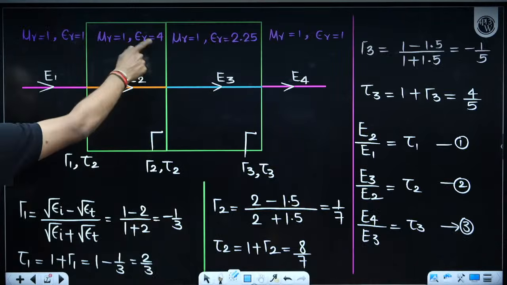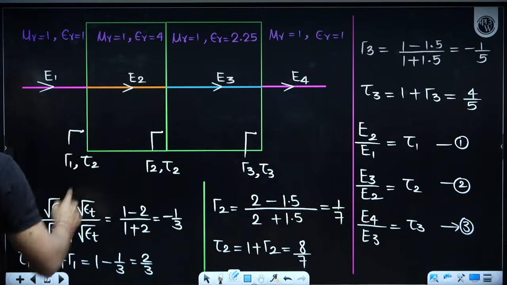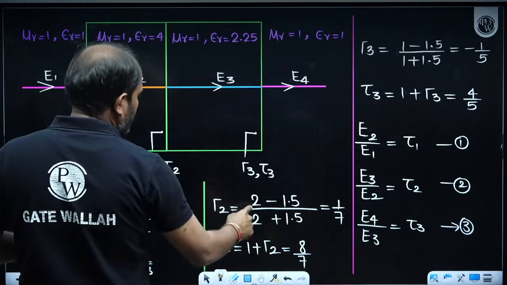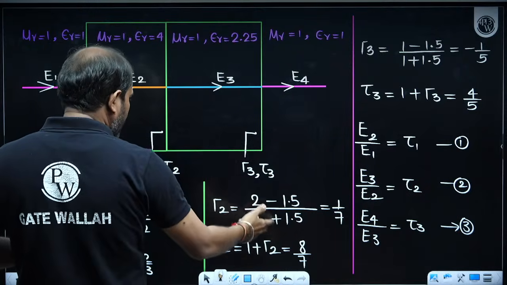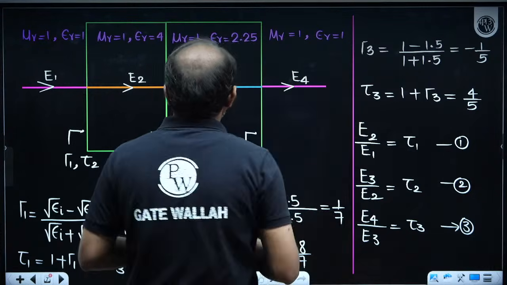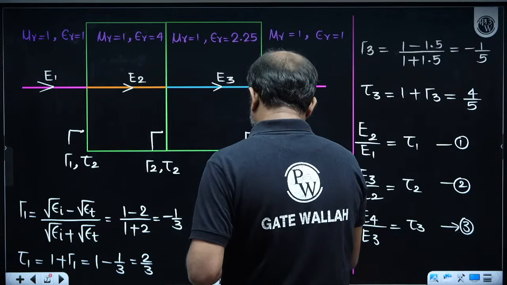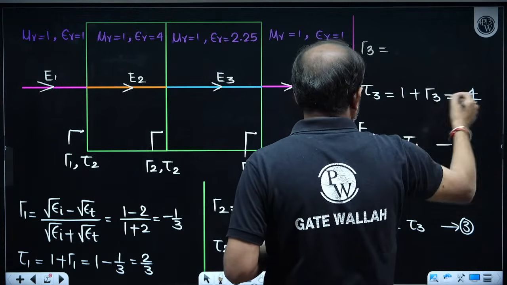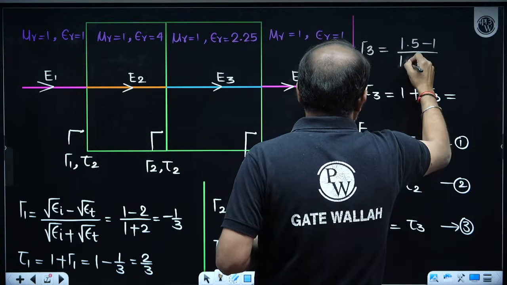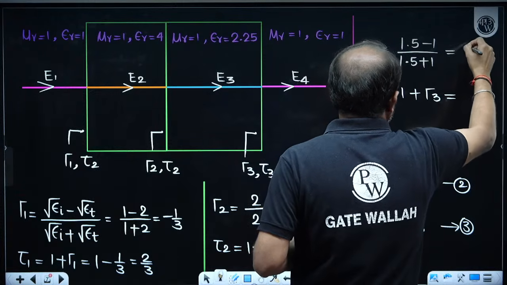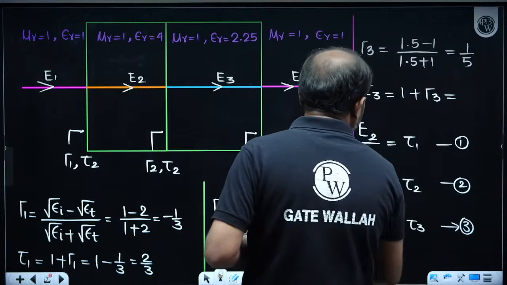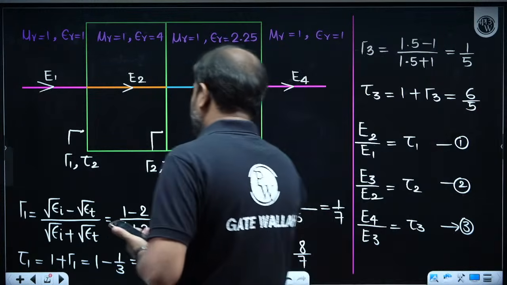So for this incident is 4. So 1 minus 2, 1 plus 2. Okay. 2 minus 1.5, 2 plus 1.5. So it will be 0.5 divided by 3.5. 1.5 minus 1, so I did wrong here. So 1.5 minus 1, 1.5 plus 1. So it will be 1 by 5. So it will be 1 plus 1 by 5, 6 by 5.